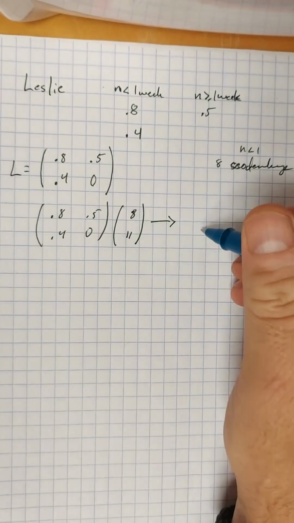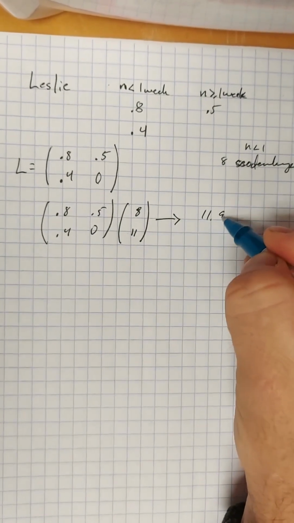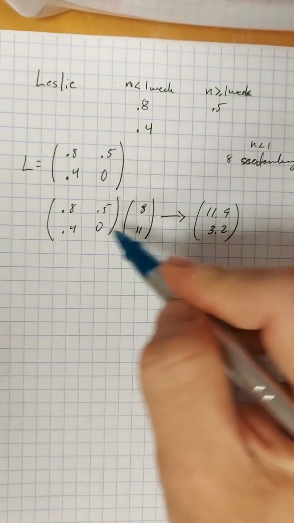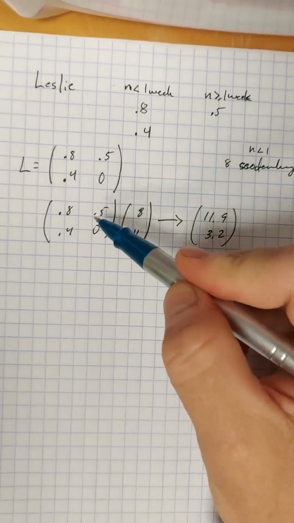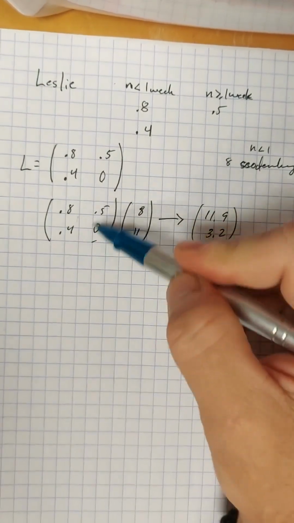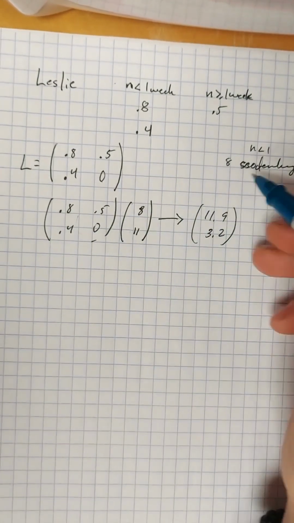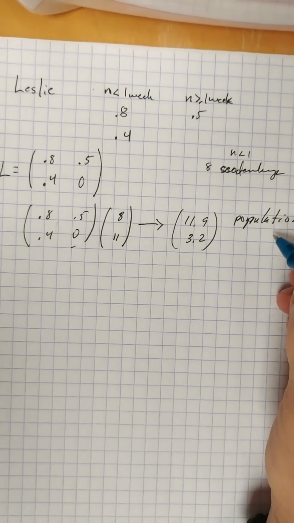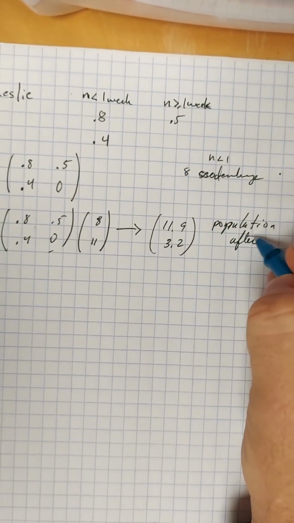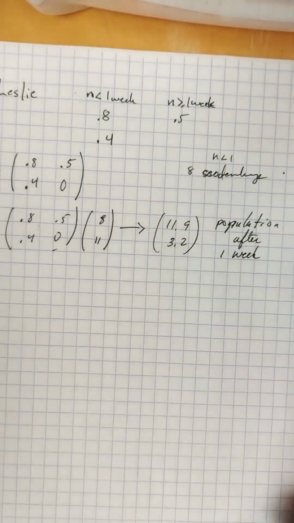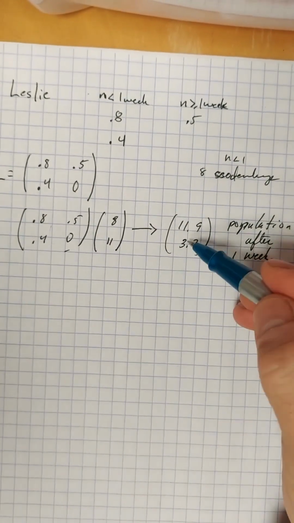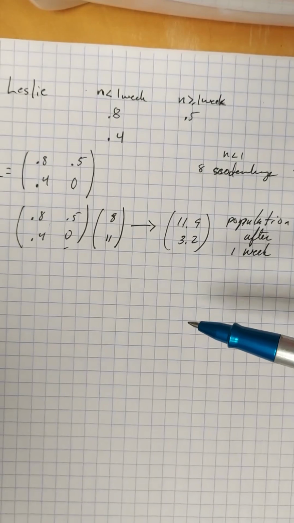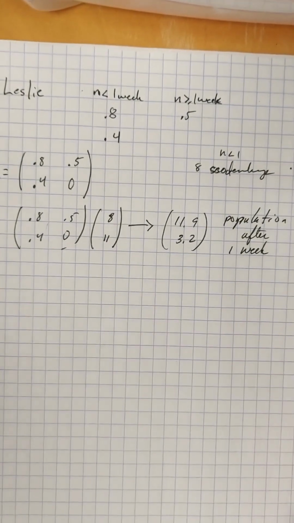This gives us 11.9 and 3.2 after 1 week. This is kind of like a half-life problem in the sense that you have to wait for that unit of time to elapse for these numbers to be connected. This is the population after 1 week. In other words, that's the life cycle of these. You'll notice that there are more younger females, less than a week, than there are females older than a week after that first population.